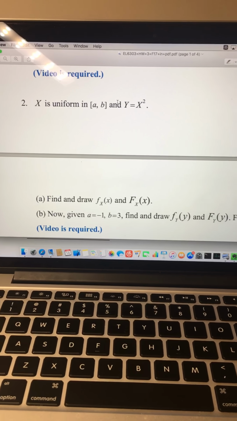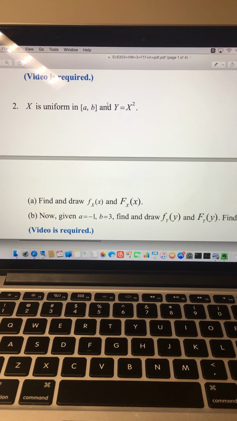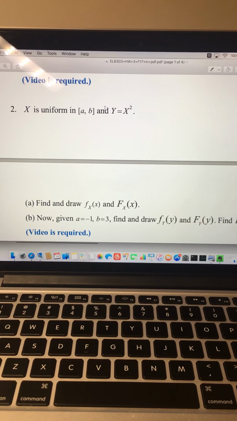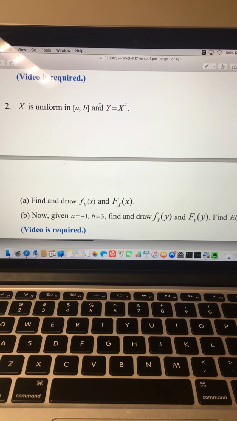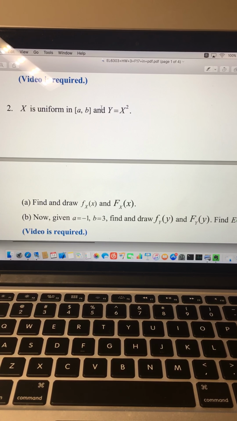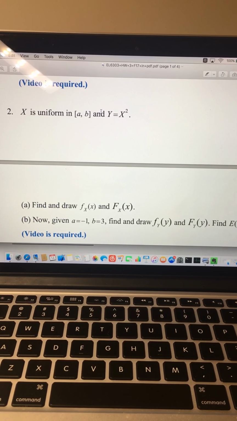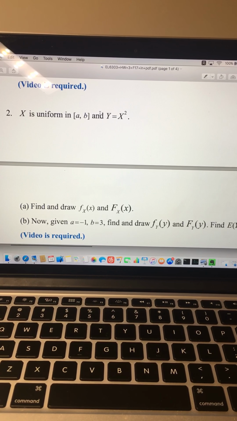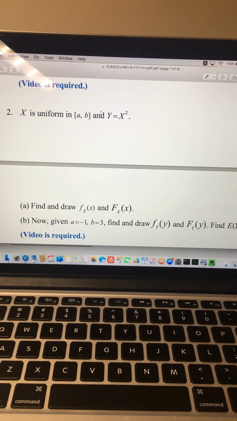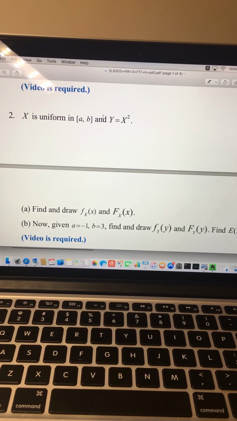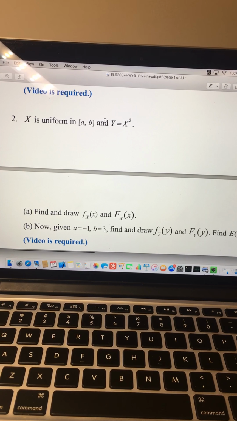I'm now doing homework 3 of probability and stochastic processes. I'm now doing problem 2. X is uniform in the interval of a and b, and y equals x to the power of 2. Question A: find and draw fx of x and capital Fx of x.